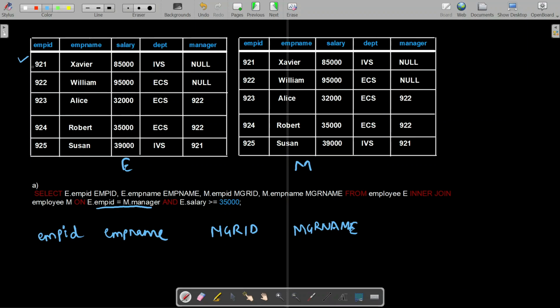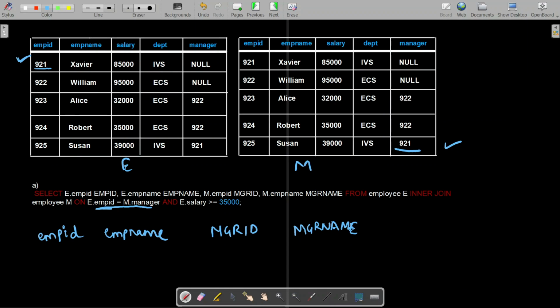So let's suppose our emp id is 921. So we need to check a particular column in m.manager where the value is 921. So here we find a match. So this row will be joined with our first row of the E table. Remember that this is the same table, just referenced with E and M.